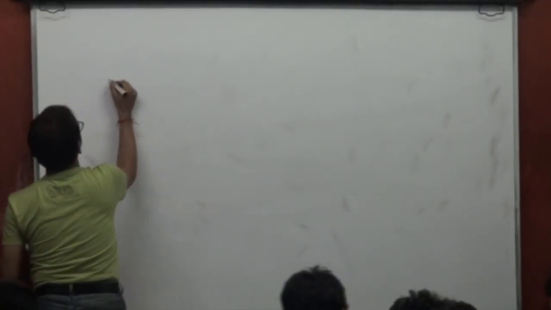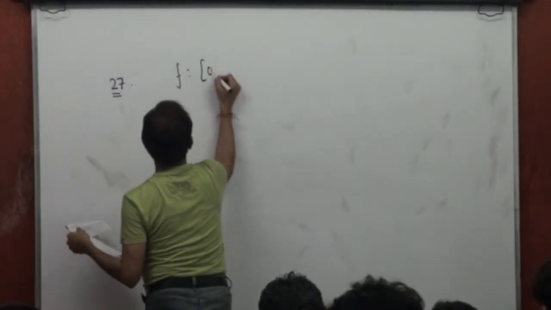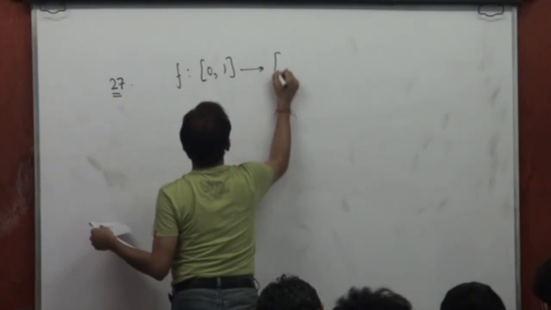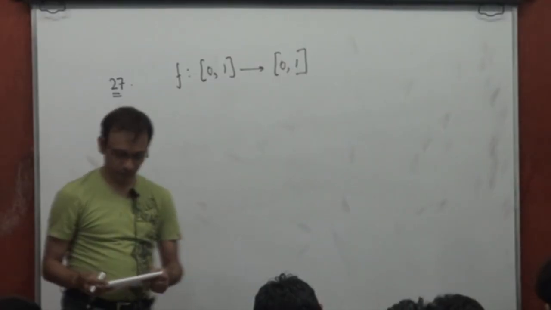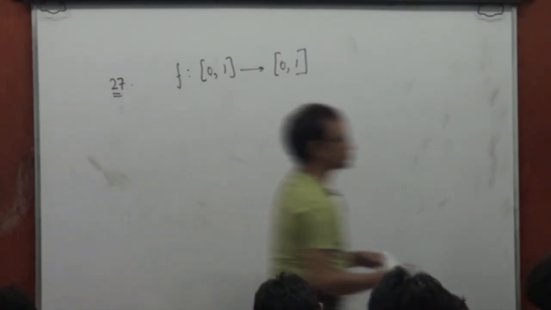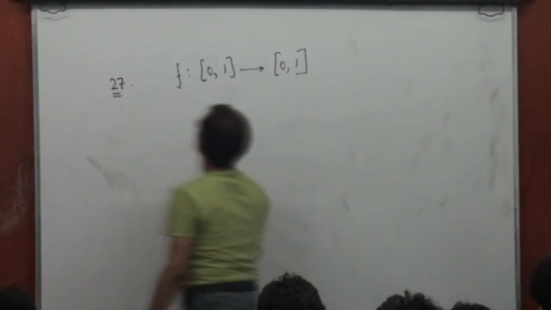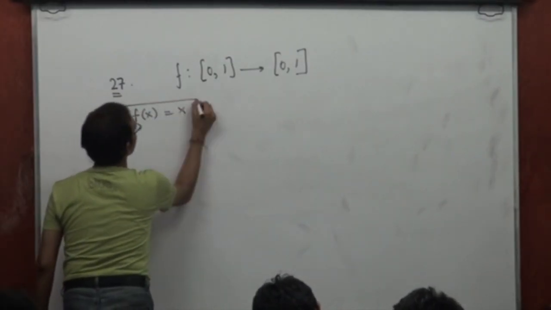Let's go from the last problem now, maybe 27. Let f from [0, 1] to [0, 1] be a continuous function. Prove that f(x) = x for at least one x belonging to [0, 1]. Show that there must exist one x in the interval 0 to 1 for which f(x) is x.